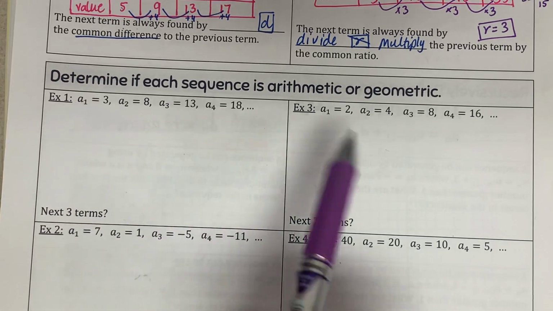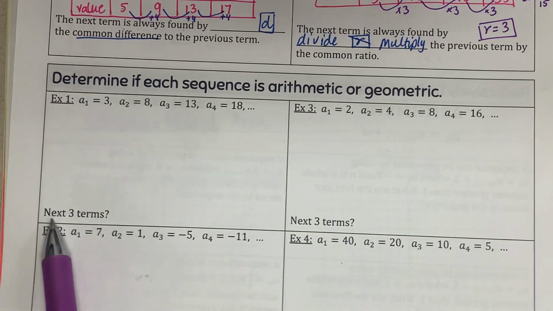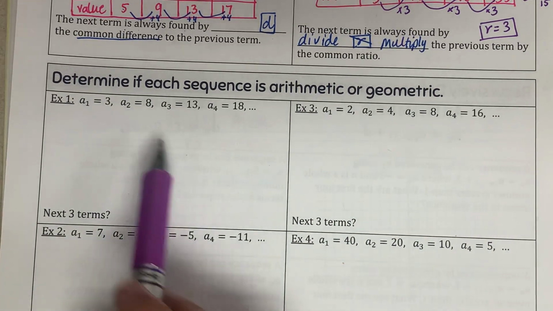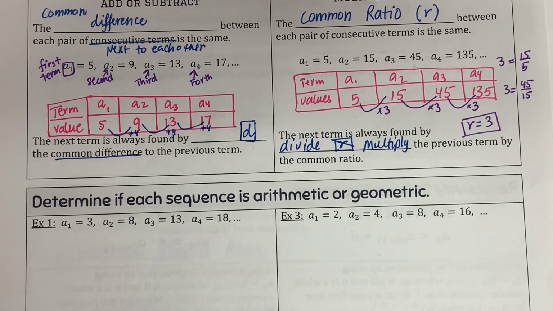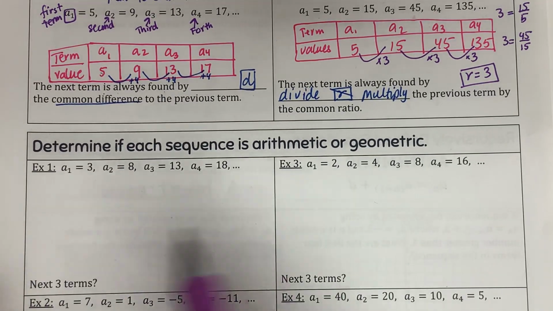Determine if each sequence is arithmetic or geometric, and then you have to find the next 3 terms. So pretty easy. You just have to figure out the pattern. What you're going to do is make a table like that so you're able to see the numbers nicely. And then if you have to find the next term, keep adding or multiplying, subtracting or dividing, whatever you figure out, and you would have the 3 numbers.